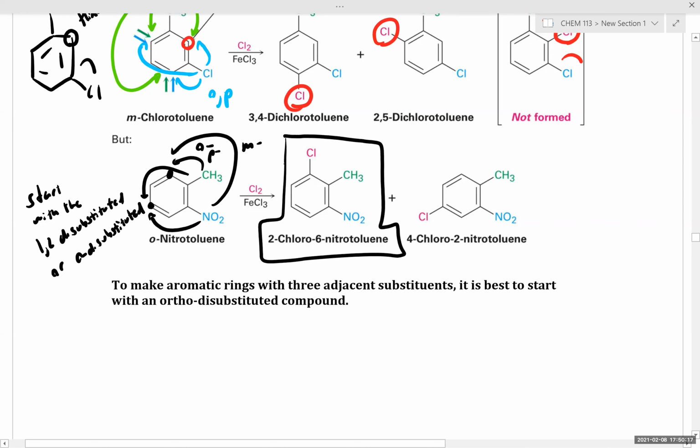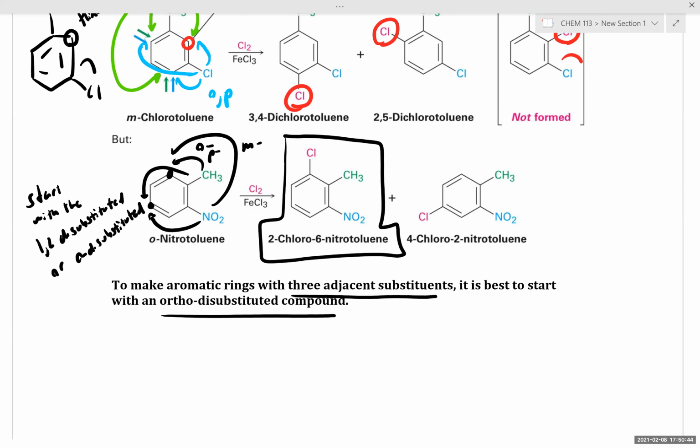So if you want to make an aromatic ring with 3 adjacent substituents, it's best to start from the ortho disubstituted compound. Does everyone see how the issue of sterics is not as pronounced in this case? Because we're never installing a substituent between 2 of our groups already present on the ring. Does that idea make sense to everyone?